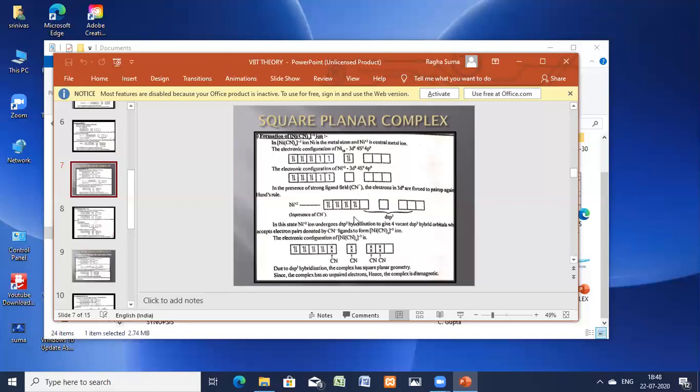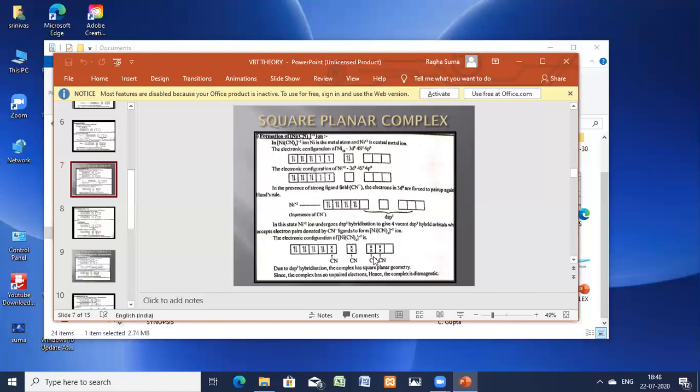Now the cyanide ions approach the nickel +2, which undergoes dsp2 hybridization. Four dsp2 hybrid orbitals are formed, and they accept the electrons from the cyanide ions. The 4 cyanides will approach the central metal ion. Each cyanide ligand will donate a pair of electrons to the central metal atom, that is nickel.